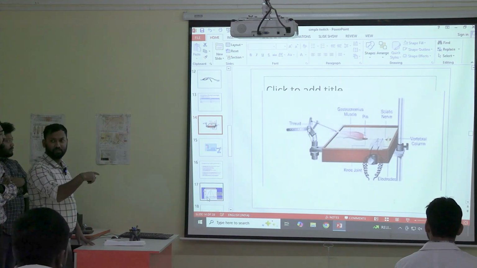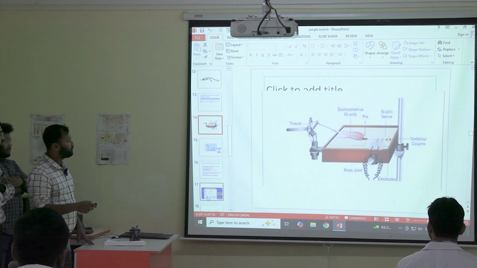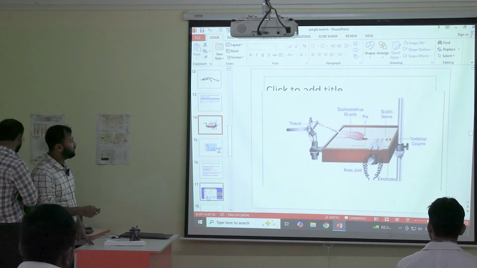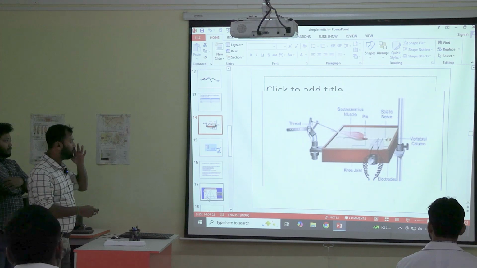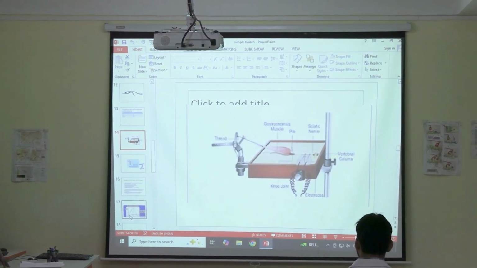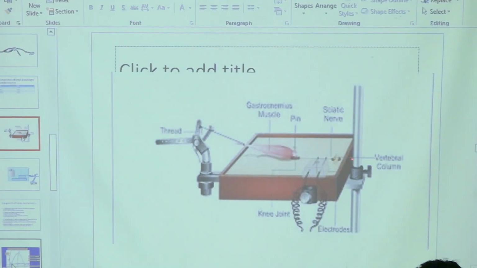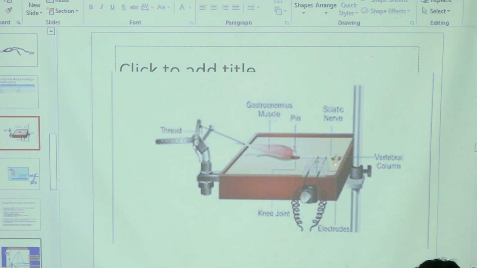Everyone can see this picture. Earlier, we used to connect the electrode at this place, but now we are going to do two different experiments. In the first experiment, we will be connecting the electrode at the vertebral end. This one is the vertebral column of the frog, and this one is the leg or the muscle. At first, we are connecting the electrode at the vertebral end.